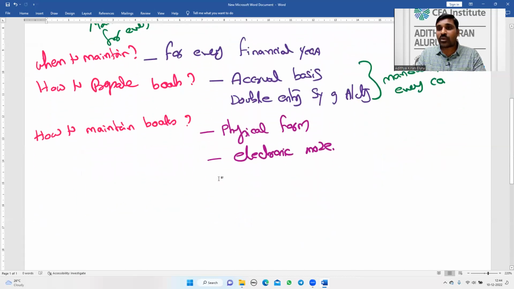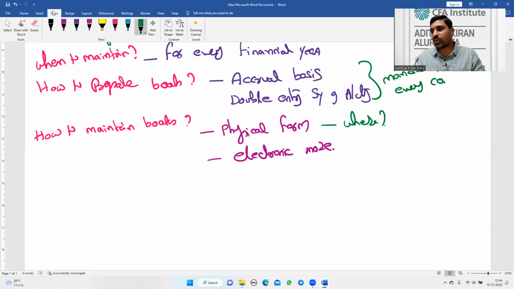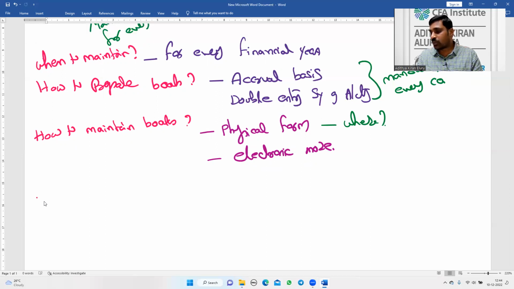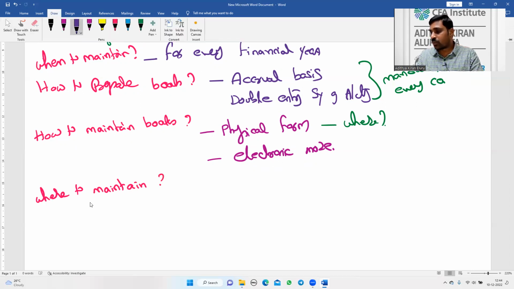Okay, so if the books of accounts are maintained in physical form, there arises a question: where to maintain them? Manually you can maintain books of accounts, or you can maintain books in electronic form also. Of course, nowadays everybody is maintaining the books in electronic mode only. So if at all physical books are there, where to maintain the books of accounts?